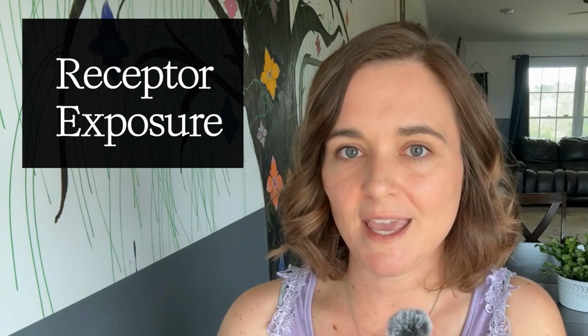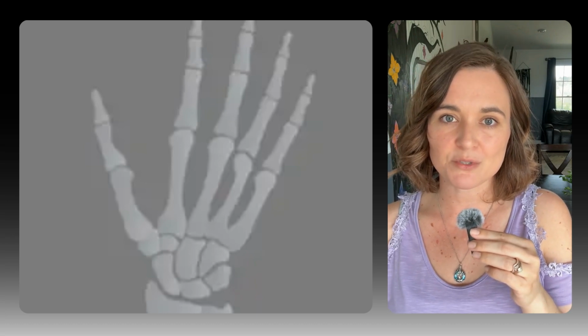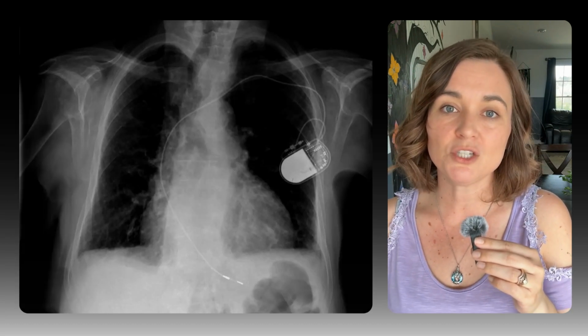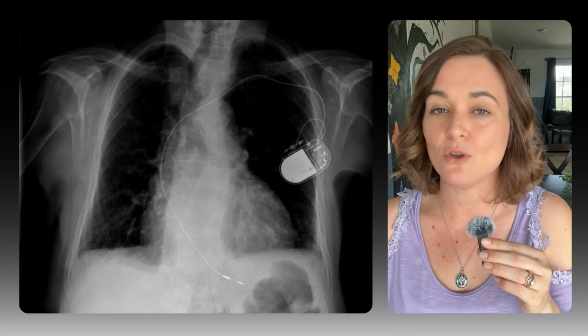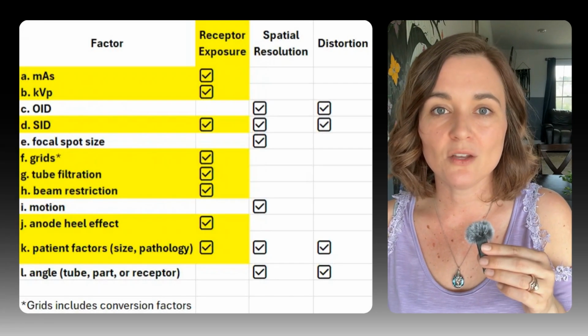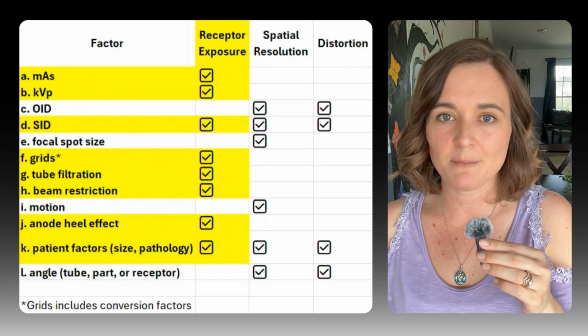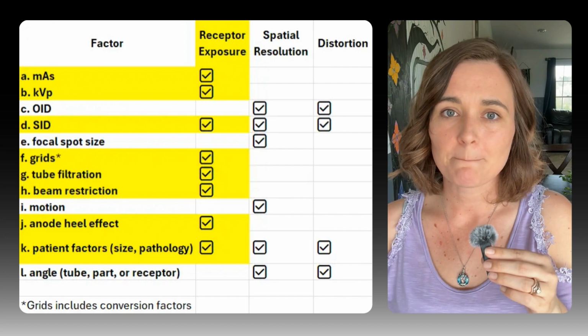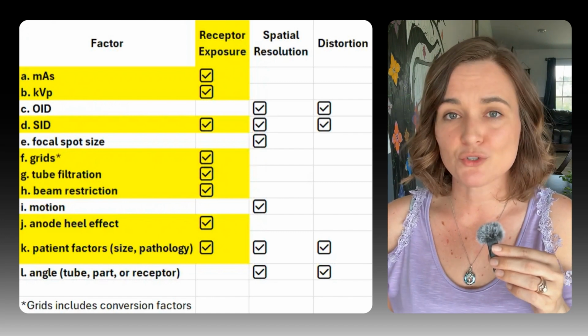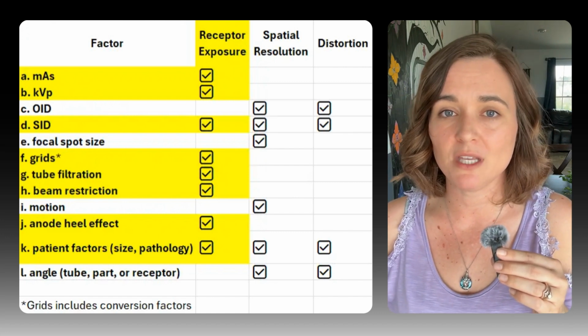Receptor exposure, aka your image brightness. This refers to how light or dark the image appears. Too little exposure and your image is underexposed. It looks pale or grainy. Too much exposure and you've got a ghosted out mess with no diagnostic value. Think of it like photography. If you don't let in enough light, your photo turns out dark and useless. In radiography, the light is your X-ray beam and your receptor is the camera sensor. In clinical terms, exposure is primarily impacted by mass, KVP, SID, grids, filtration, collimation, and the anode heel effect.